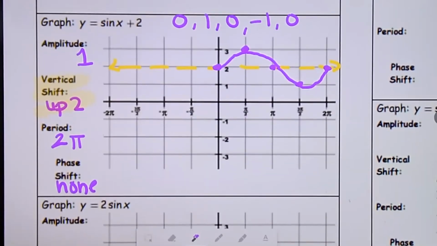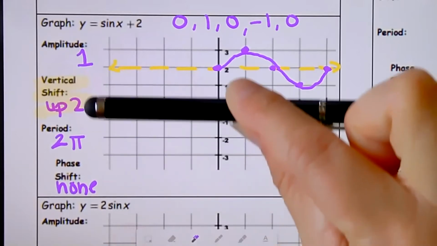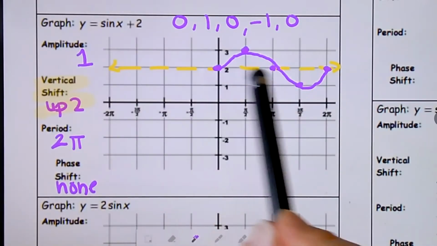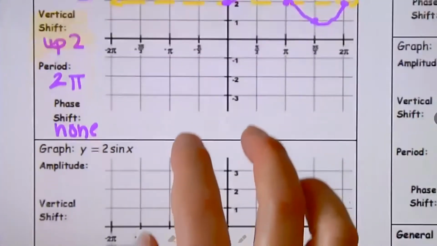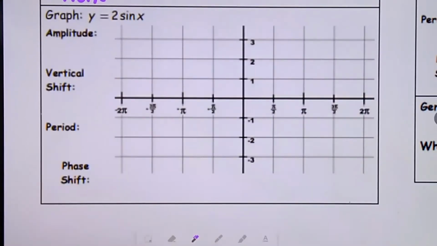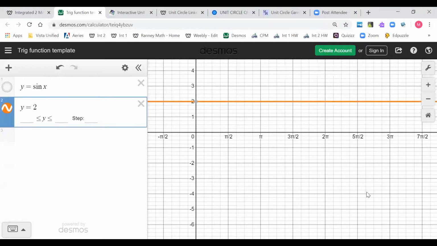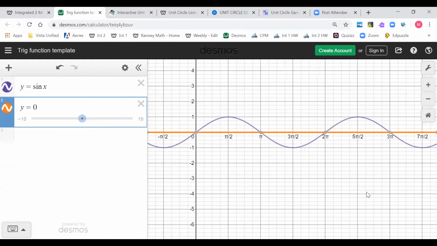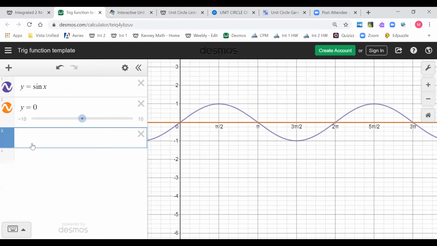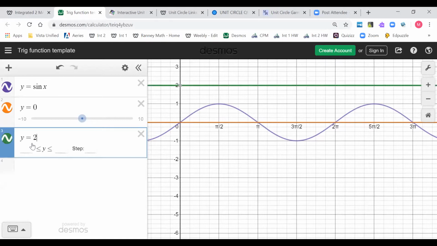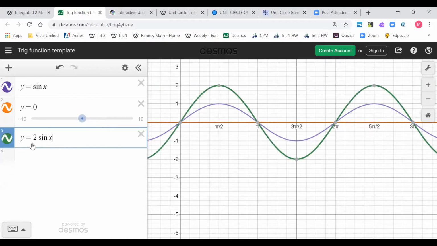So again, that +2 moved our graph up. That was our center. So that's what that +2 does. Now the next one, we're going to see what the 2 in front does. Let me switch back to the screen so we can see this. Let me get rid of this. Let me change this back to 0. This was our regular sine graph. So now I'm going to enter y equals 2 sine x.